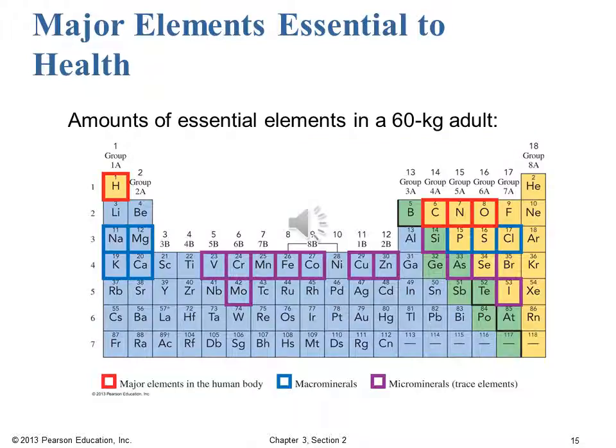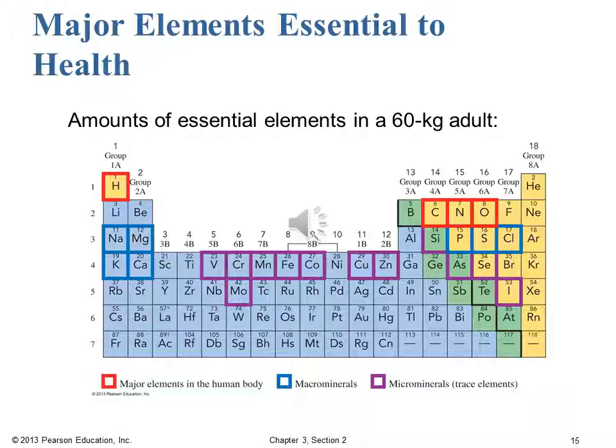Alright, this slide, since I know many of you are interested in the health professions, shows the major elements essential to health. If we look at those red lines around the key elements, hydrogen, carbon, nitrogen, and oxygen, those are the main ones, right? Especially water. H2O is a key component of your average 60 kilogram adult. The C, H, O, and N also are key components of proteins and carbohydrates and other things that people are made of.